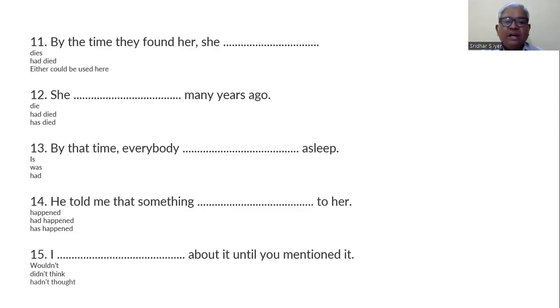I dash about it until you mentioned it. I wouldn't about it, so it is a wrong sentence. I did not think about it until you mentioned it. I hadn't thought about it until you mentioned it. So here, once again, I did not think about it or I didn't think about it until you mentioned it can be right. And also, I hadn't or I had not thought about it until you mentioned it can also be right. This is how you go from a simple past to a past perfect tense.